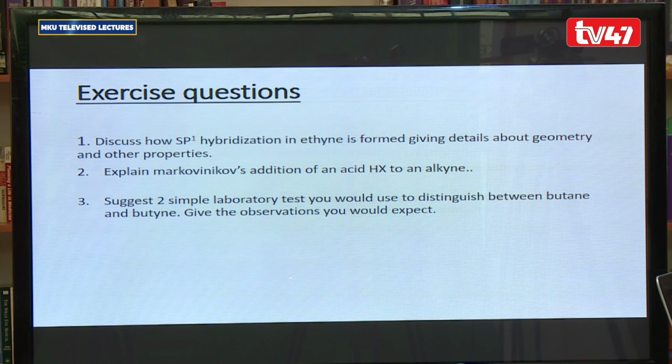Now we have exercise questions. One, discuss how sp hybridization in ethyne is formed, giving details about geometry and other properties. That is a question you can answer by considering the topic on alkynes and also hybridization. Two, explain the Markovnikov addition of an acid HX, that is a Bronsted-Lowry acid, to an alkyne. Question 3, suggest three simple laboratory tests you can use to distinguish between butane and butyne, that is, butane being an alkane and butyne being an alkyne.